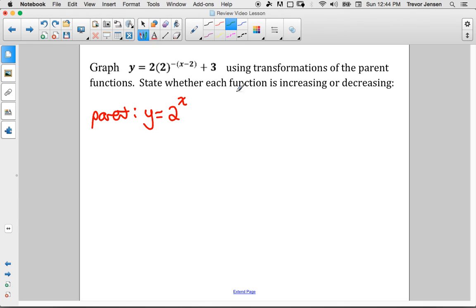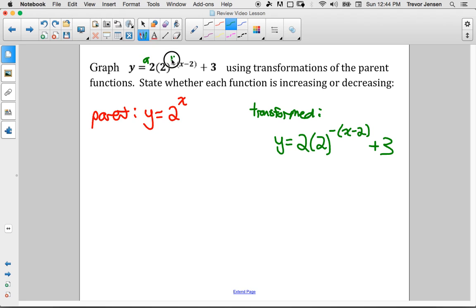And our transformed function is y equals 2 times 2 to the negative x minus 2, and then the plus 3 is not in the exponent, it's off at the end. So don't forget, this is our a, this is our k, this is our d value, and this is our c value. We'll look at how those affect the parent function after we write out some key points for the parent function.